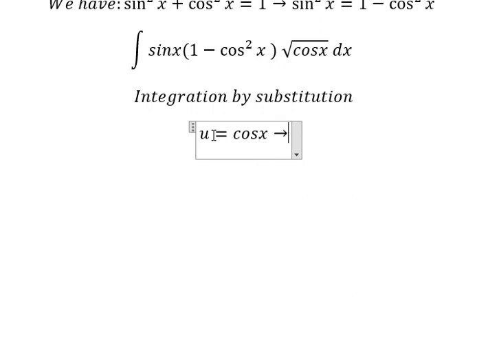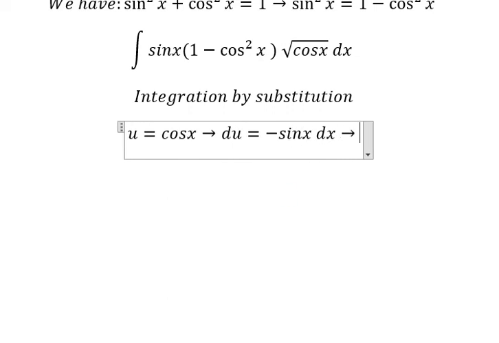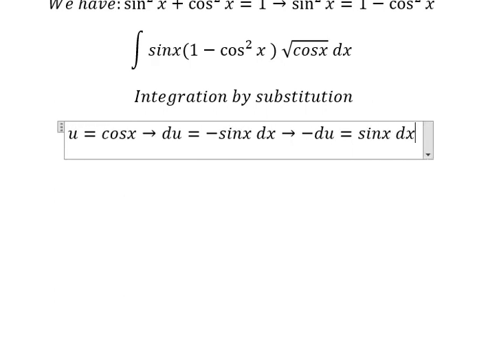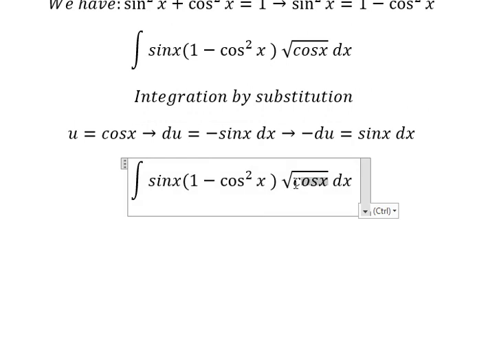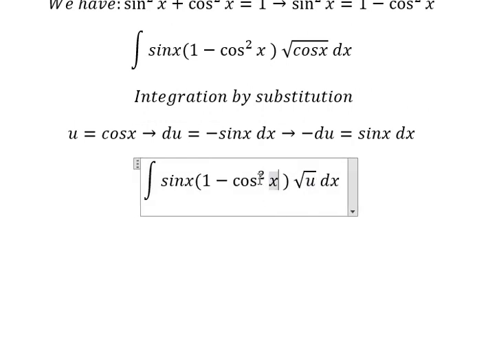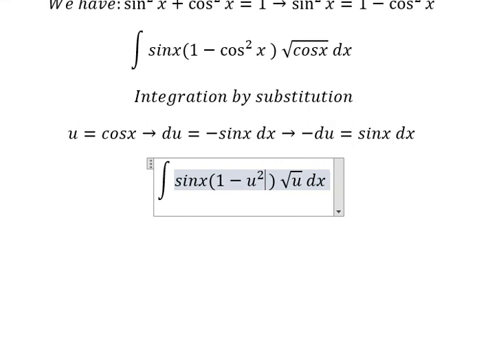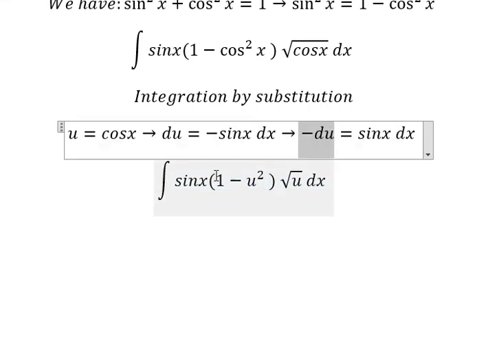Later, we first take the derivative of both sides, and we have negative sin x dx. Because we don't have the negative sign in here, I will put the negative to the left. This one we change by u. This one we change by u square. Sin x dx we change by negative du.